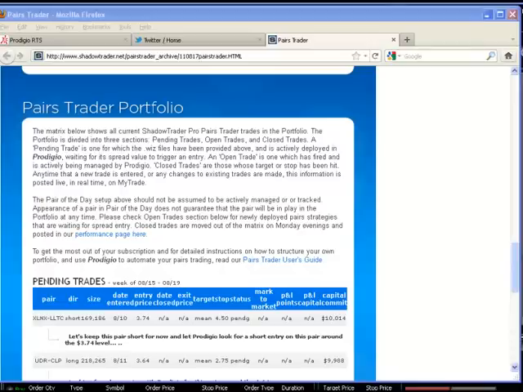So this is a pretty cool way to use Prodigio. It's one of the only really accessible platforms that are out there that lets you trade the pairs as easily and in a robotic fashion.